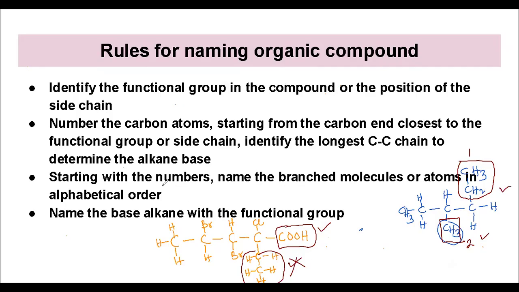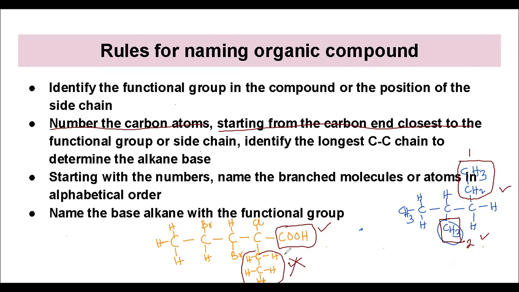Clear with that? Okay, now I'm going to rule number two. Rule number two says number the carbon atom starting from the carbon end closest to the functional group or side chain. Identify the longest carbon-carbon chain to determine the alkane base. Good. Let me break this down. So I'll follow the punctuation mark. It says number the carbon atoms. How do we need to number it? You need to start from the carbon that is closest to the functional group or the side chain. So let's try to do that.